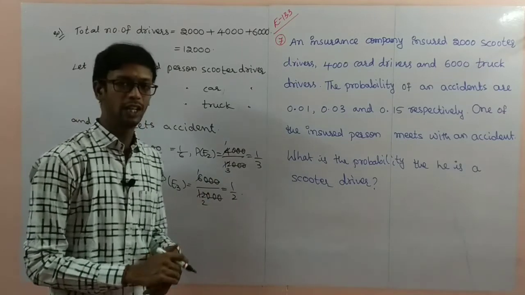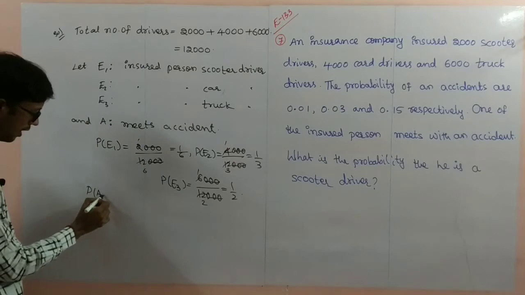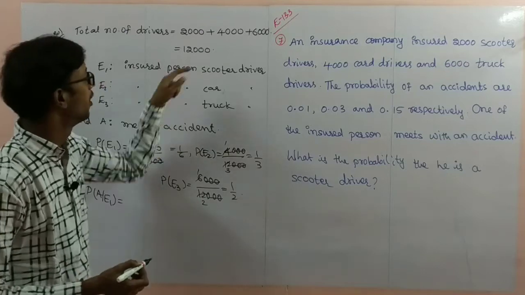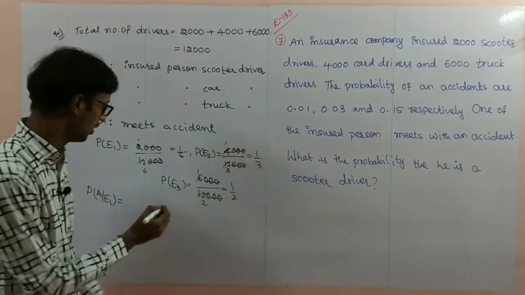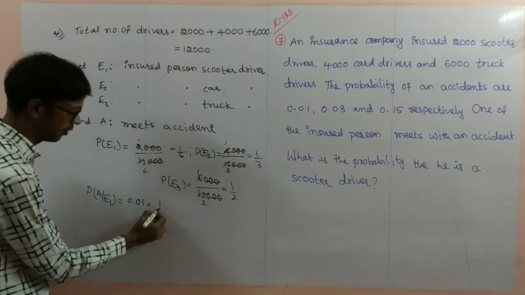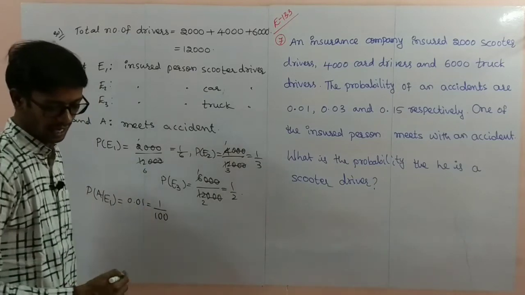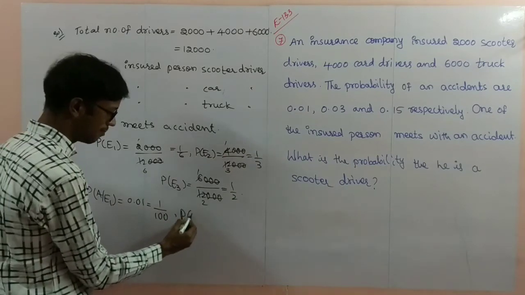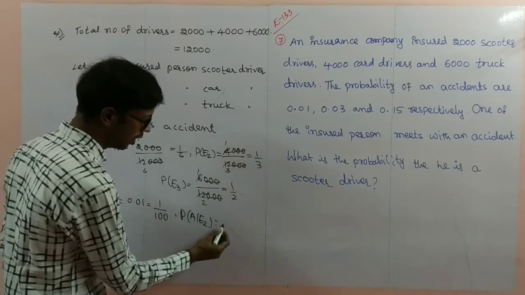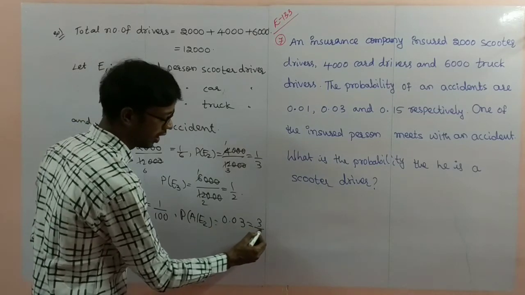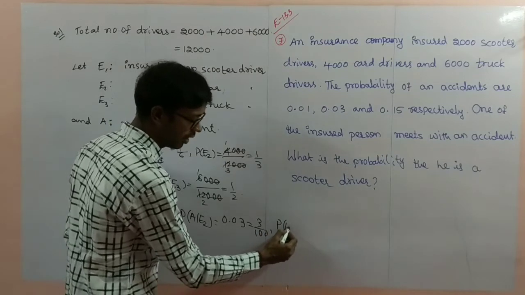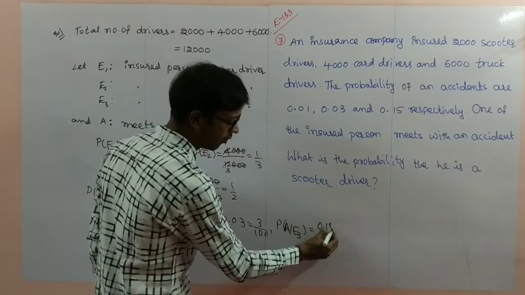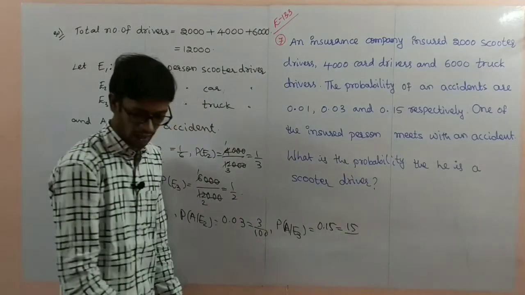Next, probability of A by E1. A by E1 means met accident with scooter driver. What is the probability? 0.01. That is 1 by 100. Next one, probability of A by E2. A by E2 is 0.03, 3 by 100. Next, probability of A by E3. That is 0.15, 15 by 100.